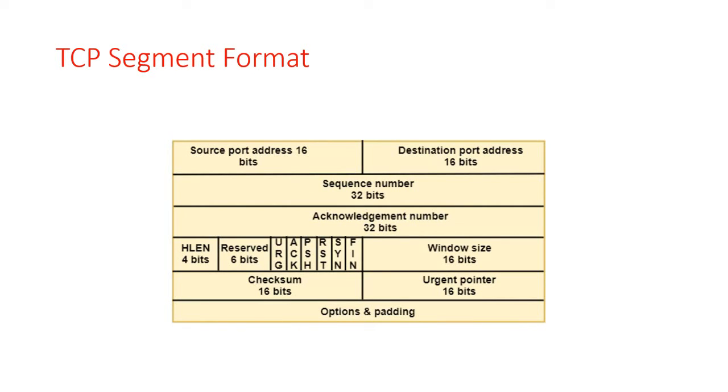The next is the PSH. So the PSH field is used to inform the sender that higher throughput is needed. So the data must be pushed with the higher throughput. The next is the RST. RST is what? Reset. So reset is used to reset the TCP connection when any confusion occurs in the sequence number. Okay. So if any confusion occurs in the sequence number, the RST bit is used.